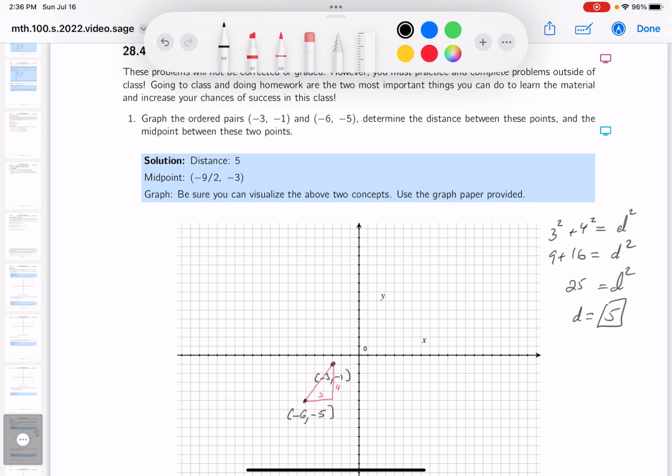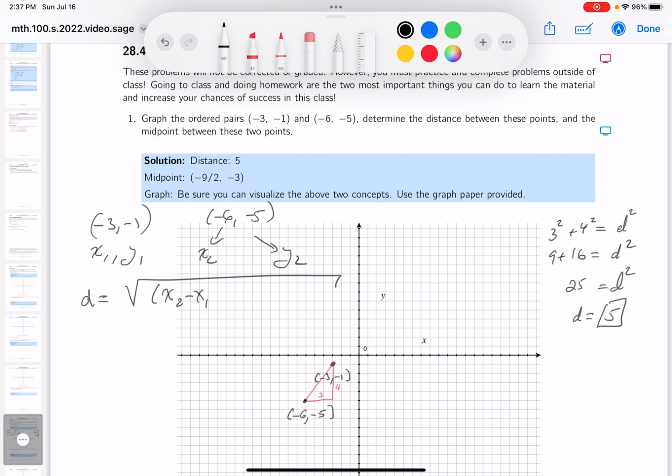I'm also going to use the formula, and I'll write it down for you. So put the point down, minus 3, minus 1. I'll call this my first point, x1, y1. And then I got another point, minus 6, minus 5. This is going to be x2, and that's going to be y2. Let's put the formula down, d equals the square root of x2 minus x1 squared plus y2 minus y1 squared.